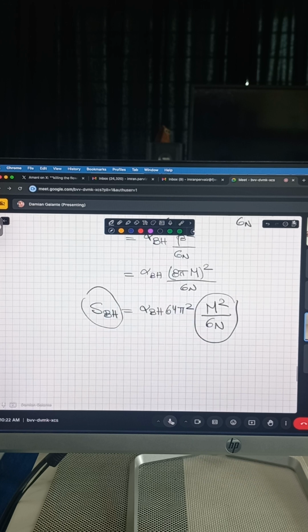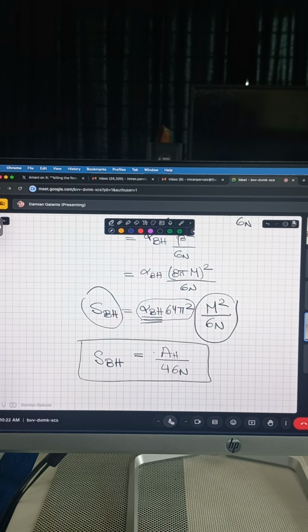And so if I would have been careful and kept track of all my constants, the claim is that this thing will be just 4 pi squared, and you will get back that the entropy of the black hole is the area of the horizon over 4 G Newton.